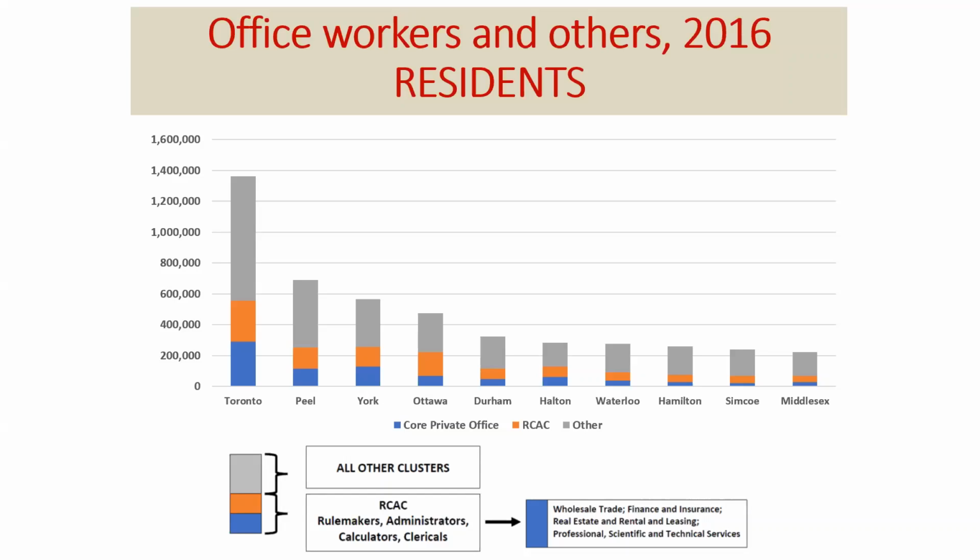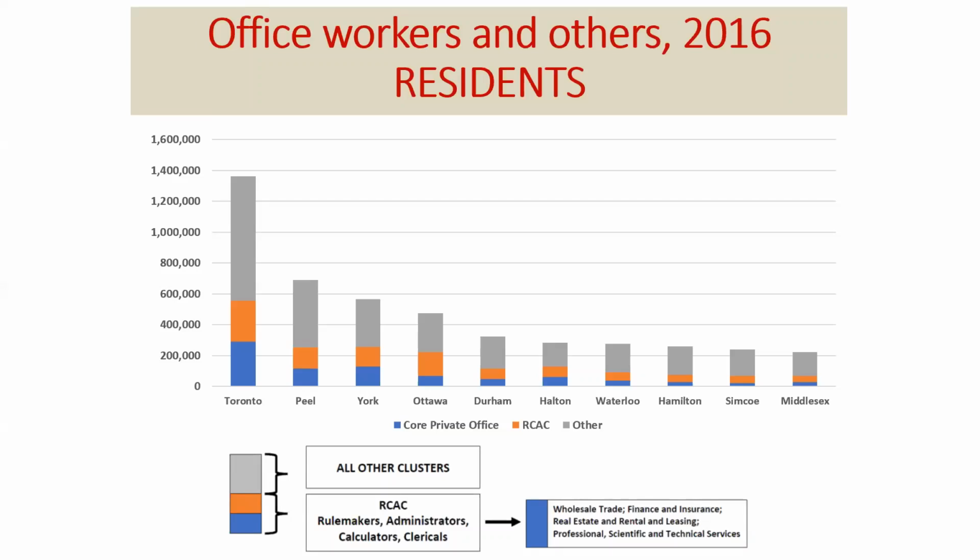These are largely office workers. And we wanted to divide them further by trying to identify office workers who work in the private sector. So we broke it down by looking only at office workers in the following industries on the right-hand side: wholesale trade, finance and insurance, real estate and rental leasing, and professional, scientific, and technical services. And so these were the actual numbers of residents by these categories.